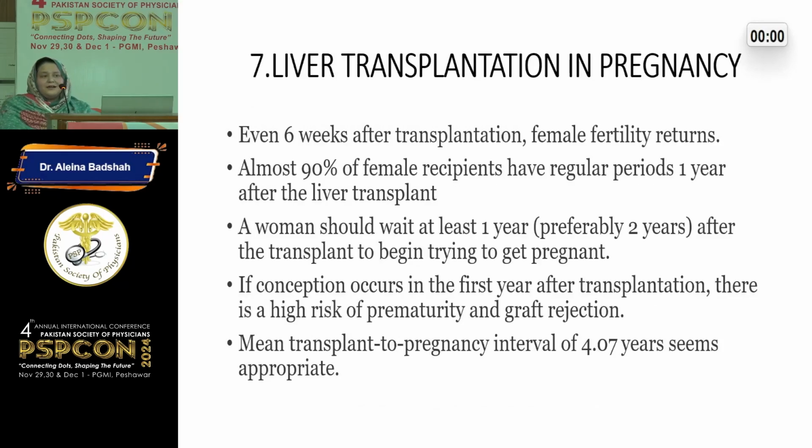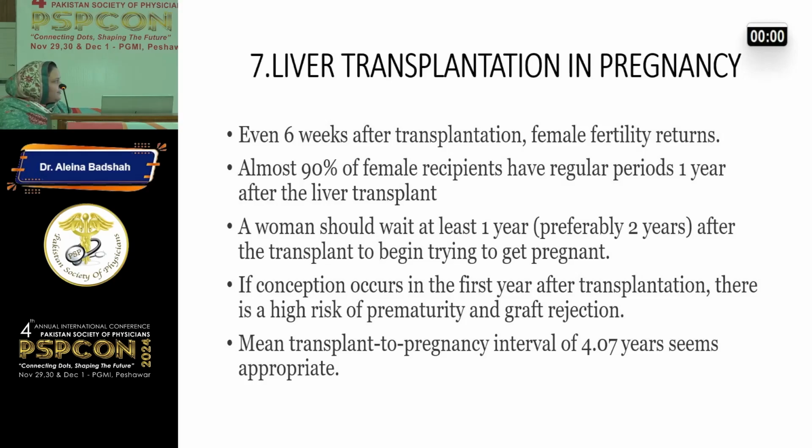And then a very other important topic, liver transplantation in pregnancy. If a patient has had liver transplantation, after 6 weeks of transplantation, fertility returns. So you should be very careful with these patients. Almost 90% of female recipients start having their regular periods 1 year after the liver transplant. Cirrhosis में तो cycle नहीं चल रहा होता ना, because there is hormone imbalance. So इस time में a woman should wait at least for 1 year, preferably 2 years, ताकि transplant को थोड़ा time मिल जाए before the patient again gets pregnant.